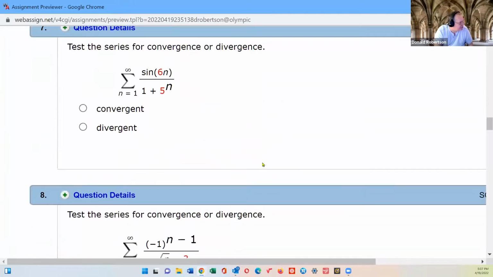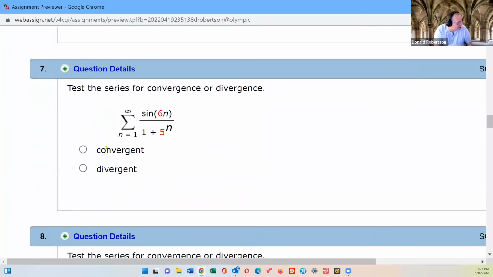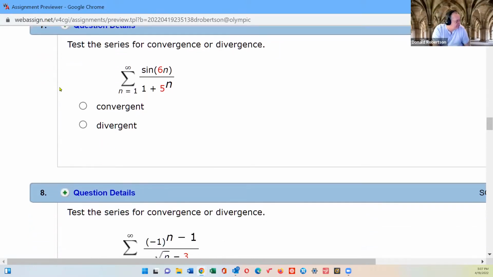Ratio test it is. Now this weird, ugly guy. What test would you use for that one? Comparison test. Yeah, I'd compare it to something like 1 over 5 to the n. By the way, it converges.